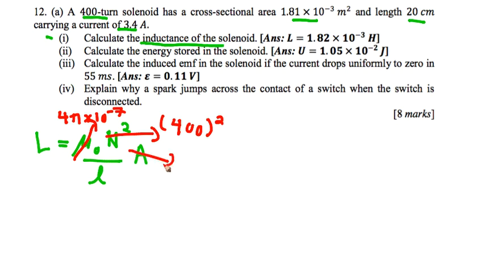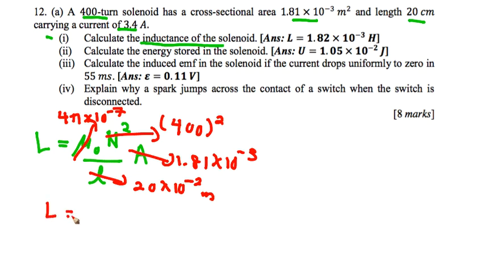And the area A, the cross-sectional area, is 1.81 times 10 to the minus 3 meter square, and the length is given as 20 cm. So use the SI unit: this is 20 times 10 to the minus 2 meter. Now you can find the value of L here. So the inductance of the solenoid is equal to 1.82 times 10 to the minus 3, and the unit for the inductance is H, Henry.